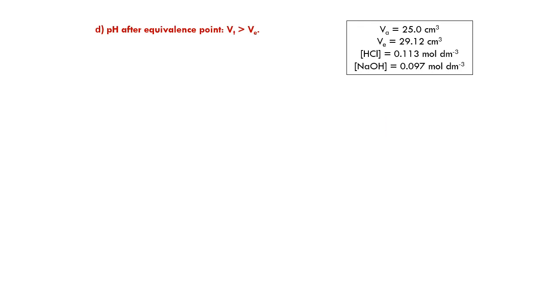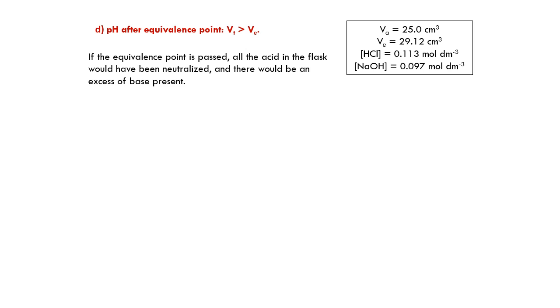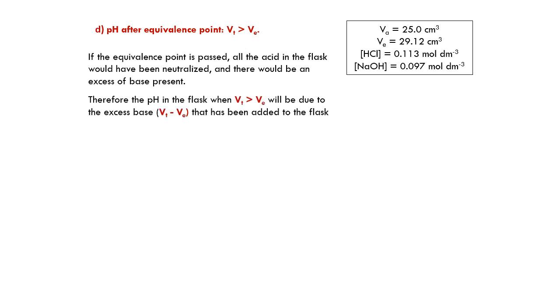So what happens now after the equivalence point? At the equivalence point, we neutralize all of the acid that was originally present in the flask. And now we're thinking, okay, what happens after the equivalence point? What if I add some additional titrant into the flask? If the equivalence point is passed, all the acid in the flask has been neutralized, and all I would have would be excess base. So the pH in the flask, when your titrant volume is greater than your equivalent volume, will be due to this excess base that you've added.